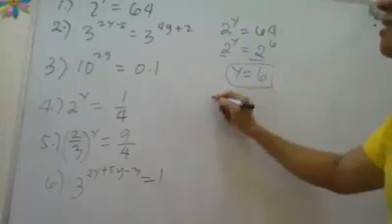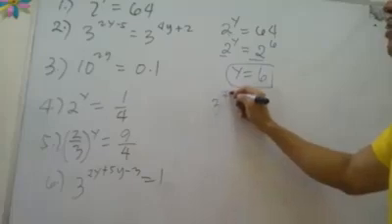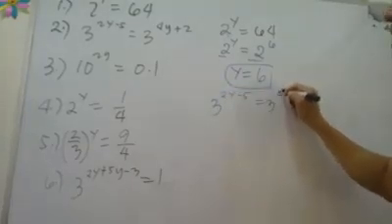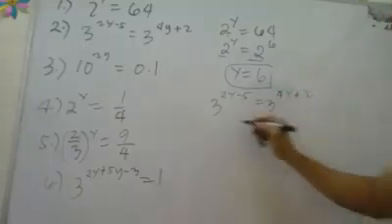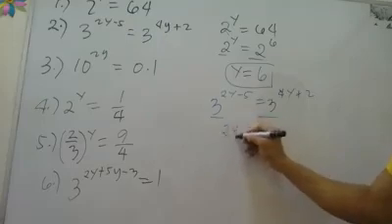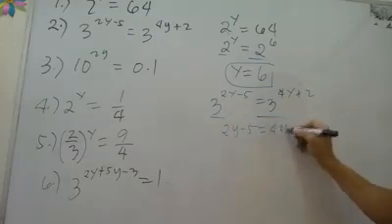Number 2: 3 raised to 2y minus 5 is equal to 3 raised to 4y plus 2. Now, they are in the same base, which is 3. So we can say that 2y minus 5 is equal to 4y plus 2.